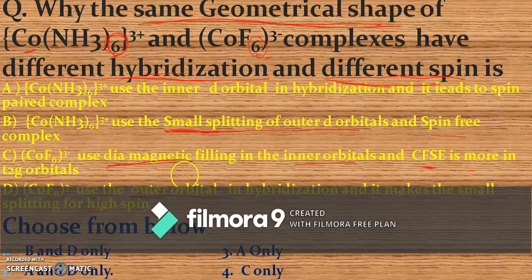They have given 4 options according to the reasons, and they have also given consolidated options here: B and D only, A and D only, A only, C only. These are the options, and from them we have to choose one option here. Okay, so let's check with the first compound how the hybridization is happening, whether the inner orbital or the outer orbital is participating in it.